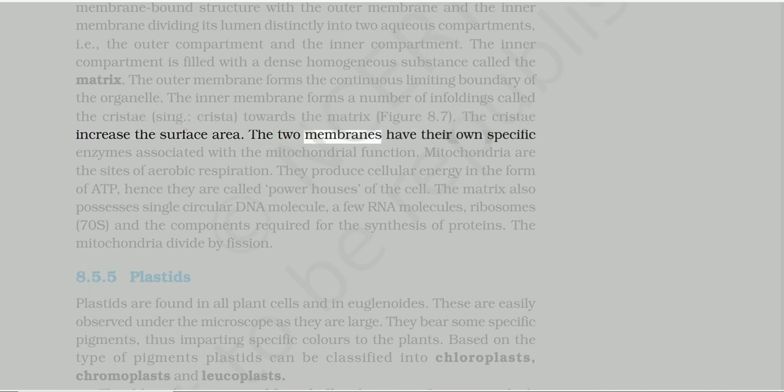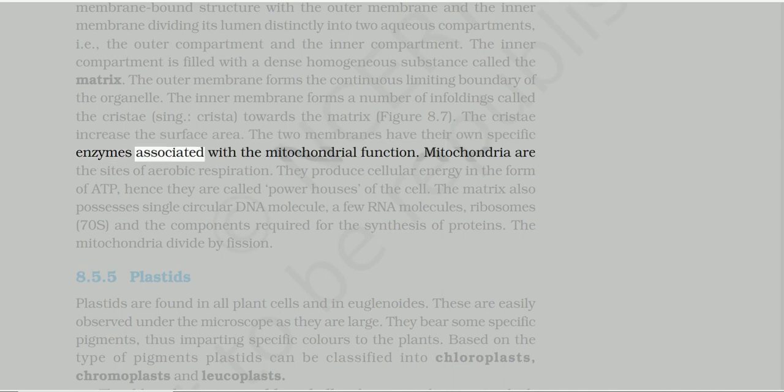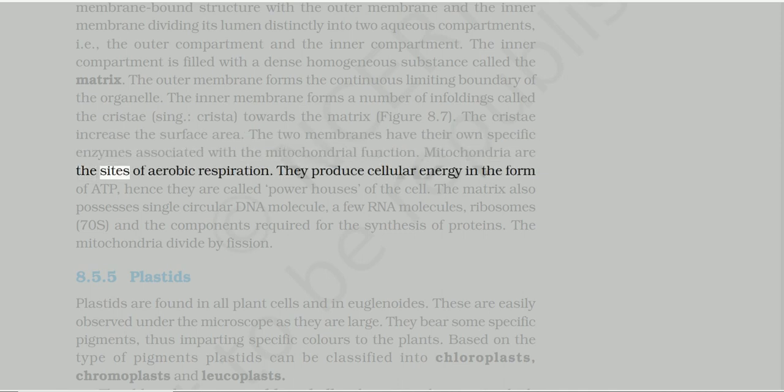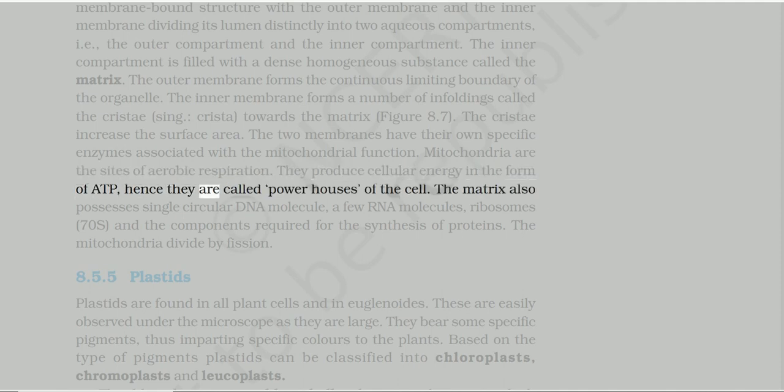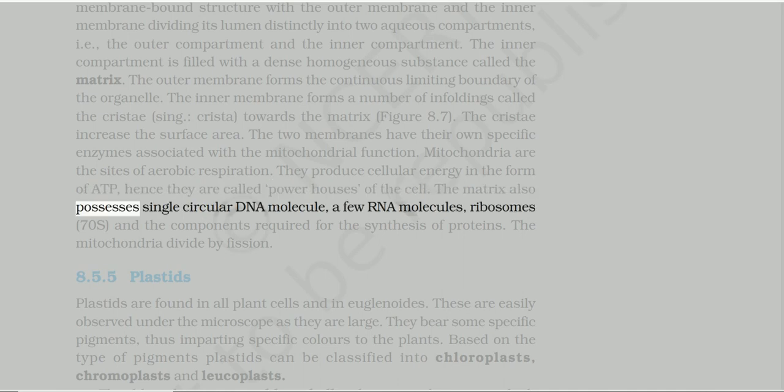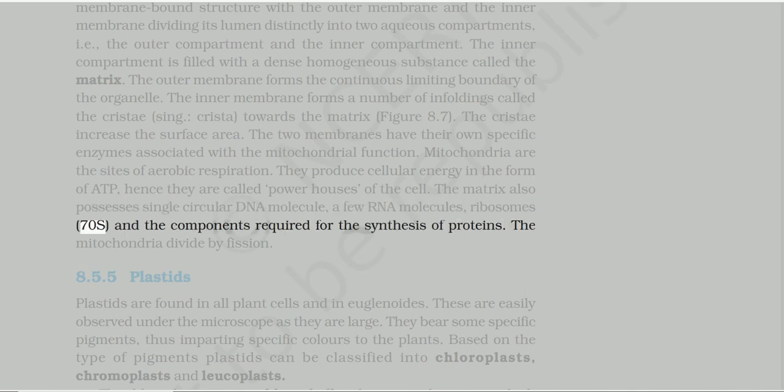The two membranes have their own specific enzymes associated with the mitochondrial function. Mitochondria are the sites of aerobic respiration. They produce cellular energy in the form of ATP, hence they are called powerhouses of the cell. The matrix also possesses a single circular DNA molecule, a few RNA molecules, ribosomes (70S), and the components required for the synthesis of proteins. The mitochondria divide by fission.